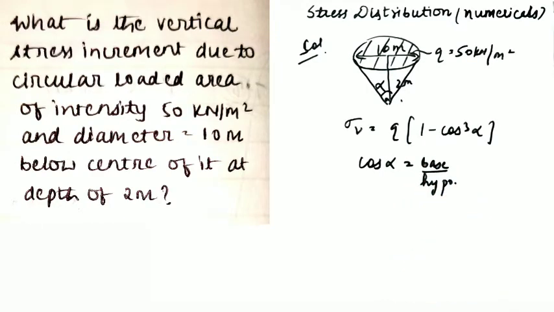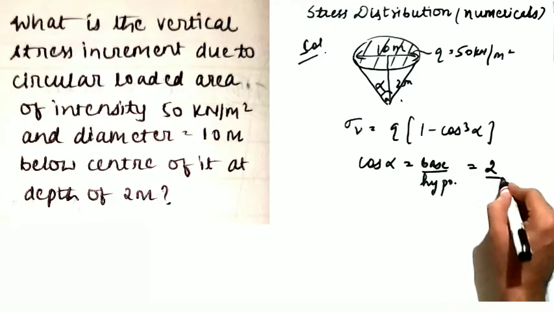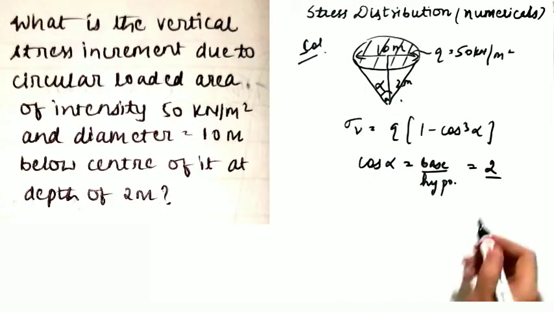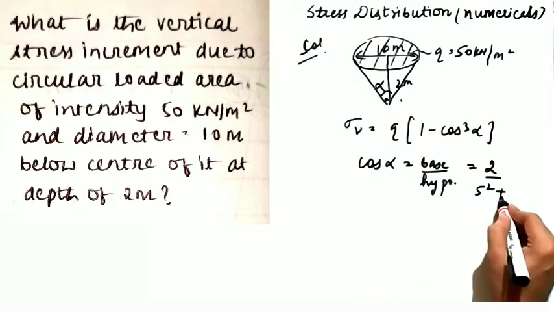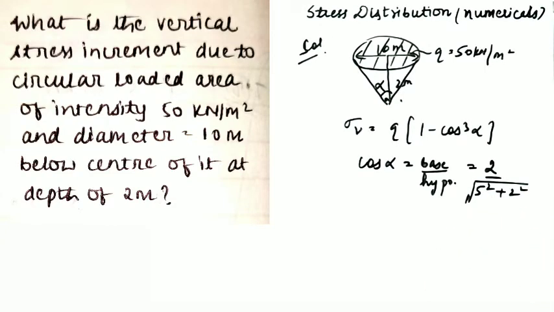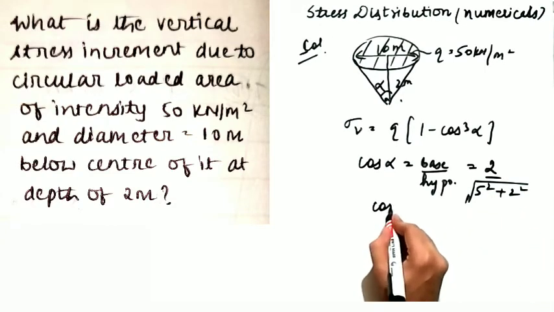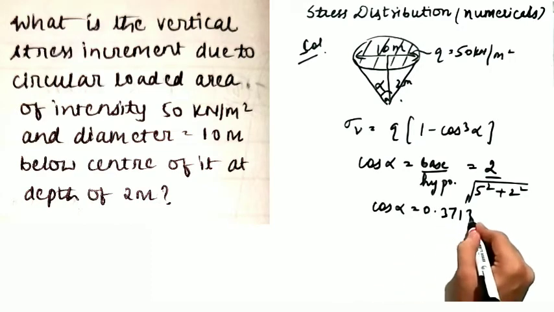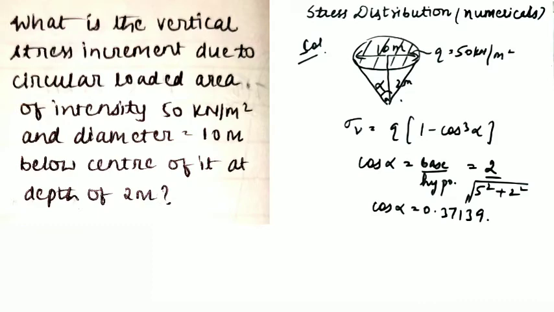What is the base in this case? The base is equal to 2 meters. And what is the hypotenuse? You can calculate the hypotenuse since you are given the radius and the depth. So the hypotenuse is the square root of 5 squared plus 2 squared. When you solve this, you will get cos alpha as 0.37139. So this is the value of cos alpha.